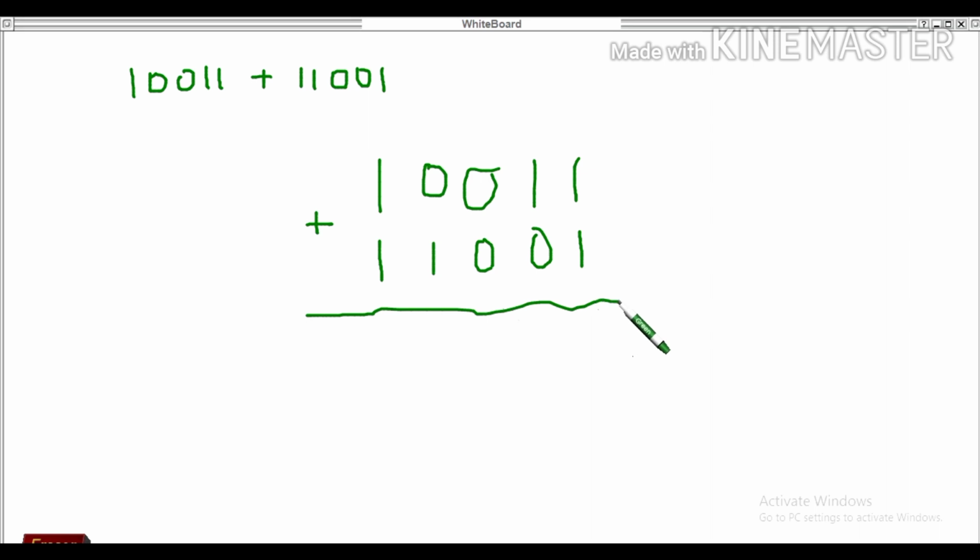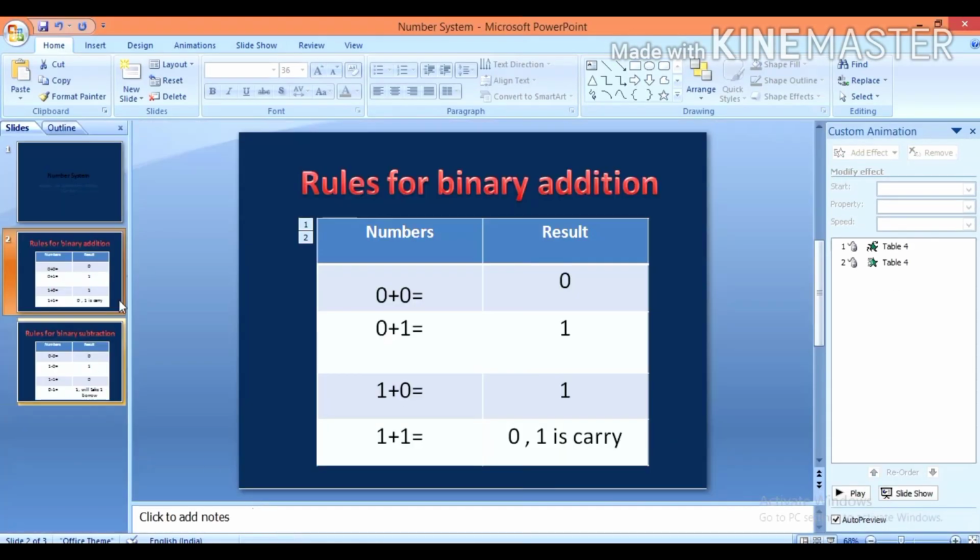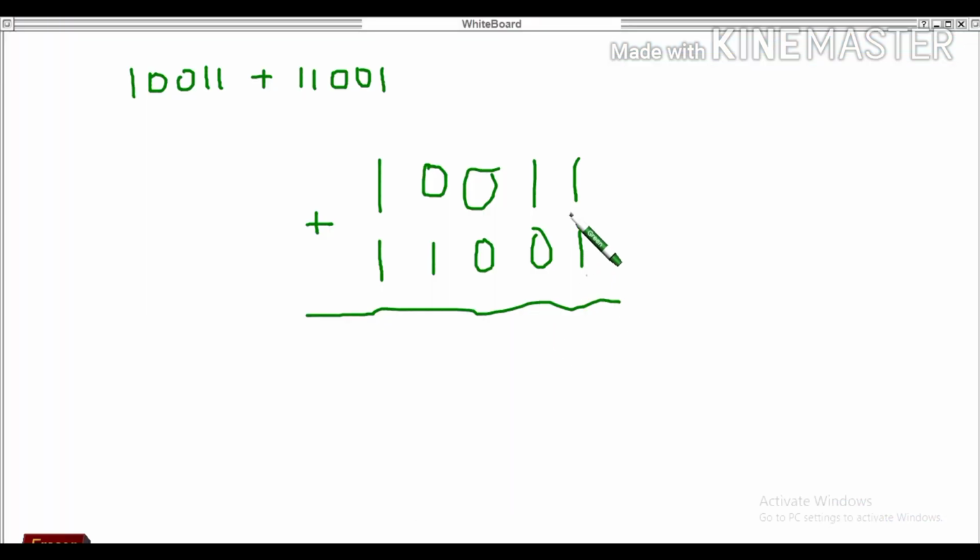Now see, what was the rule? 1 plus 1. Let me show you the rules. Rules for binary addition. Here you can see 1 plus 1 is 0, but there is a condition that 1 will be carried over. Means 1 plus 1, the answer will be 0. We are following the rule, and 1 will be carried forward, means 1 will be here on the top and this is carried.